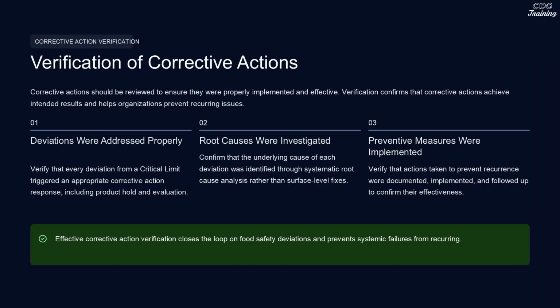Corrective actions should be reviewed to ensure they were properly implemented and effective. Verification confirms that corrective actions achieve intended results and helps organizations prevent recurring issues. It involves verifying that deviations from a critical limit triggered an appropriate corrective action response, including root cause investigation and preventive measures. Effective corrective action verification closes the loop on food safety deviations and prevents systemic failures from recurring.